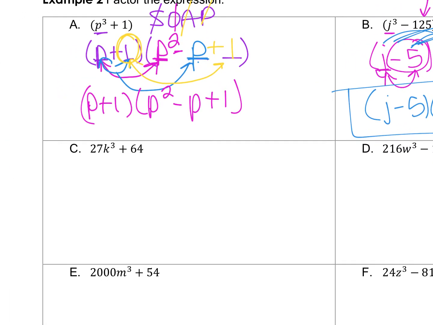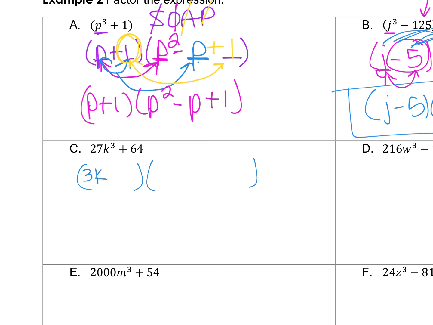All right, let's take a look at another one. So we have two terms. There's no GCF. 27 is a perfect cube, so is 64. So I'm going to go ahead and set up my binomial and my trinomial. So cube root of 27 is 3. 3 times 3 times 3. Cube root of k cubed is k.